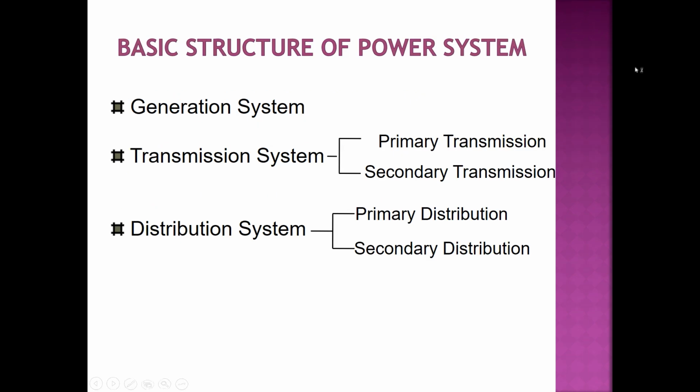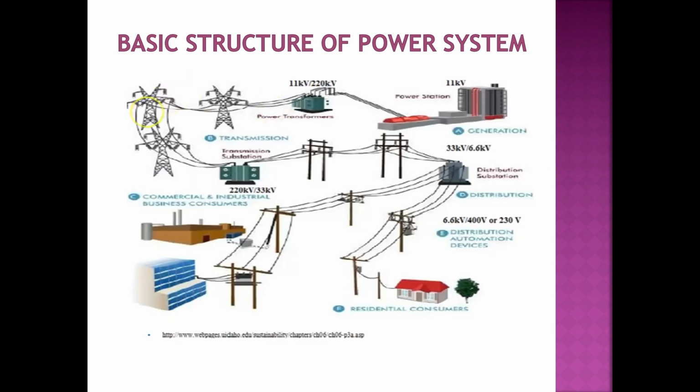A power system consists of generation system, transmission and distribution, and this transmission is again subdivided into primary transmission and secondary transmission. Similarly, distribution is also divided into primary distribution and secondary distribution. This is the basic structure of the power system network.